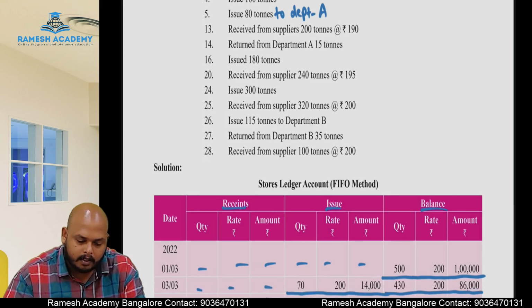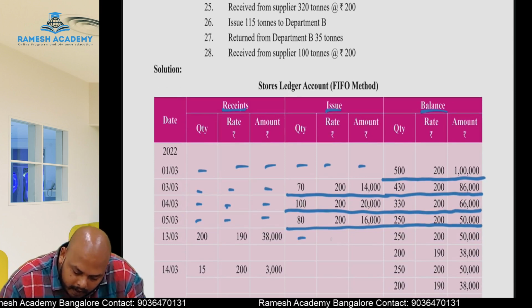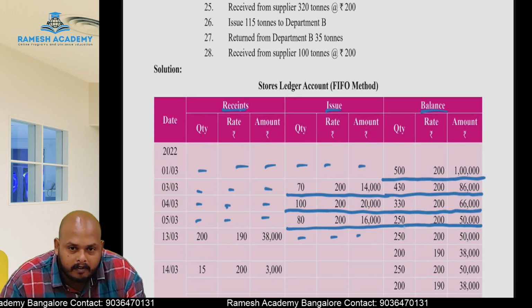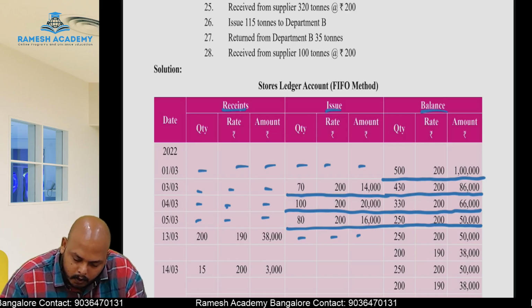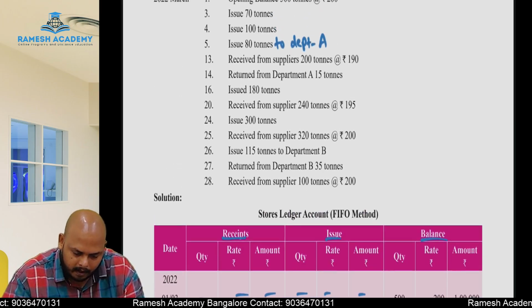So on 13th March they received from suppliers. We write the purchase in the receipt column, and in the balance column, the already existing 250 balance we should write first, then 200. Finish. Next.